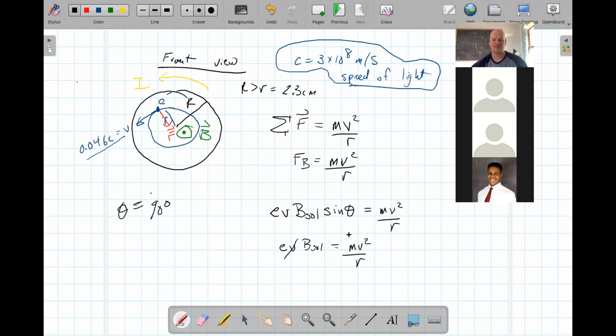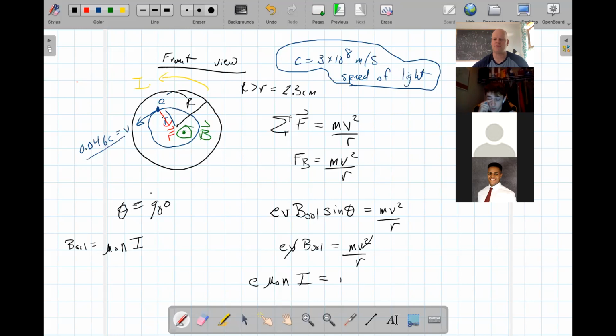From here, this velocity is the same as this velocity, so one of those cancels out. We also know from the previous page that the magnetic field of the solenoid is equal to mu naught times the number of loops per unit length times the current. So let's plug that in. This finally becomes the charge of the electron times mu naught times n times I, which must equal mv over r. From here, we can finally solve for the current. The current is equal to m times v divided by e mu naught n r. So this is my current.